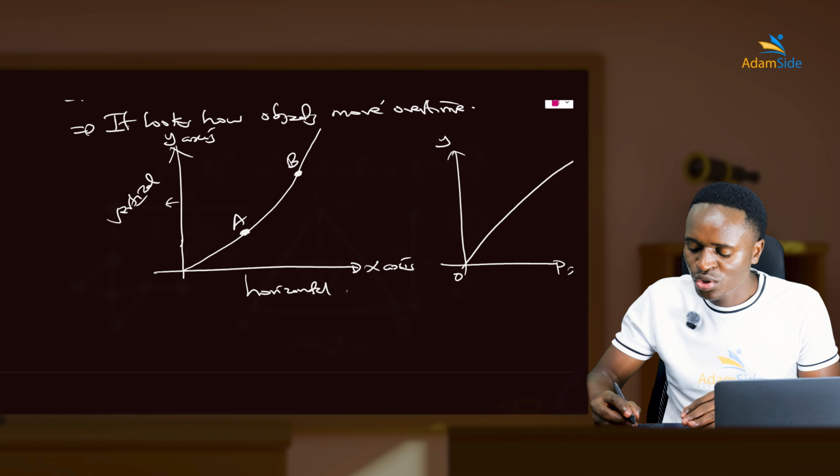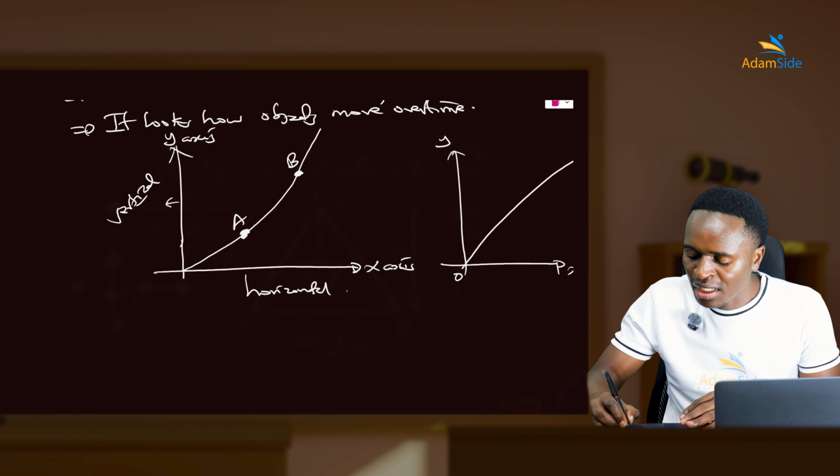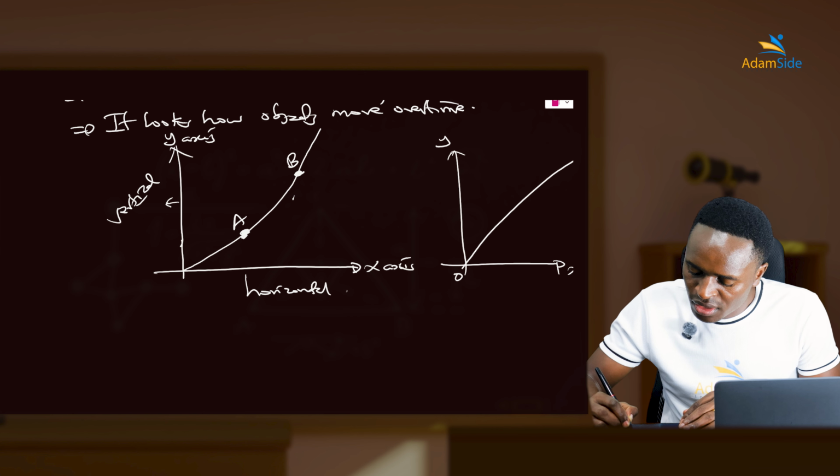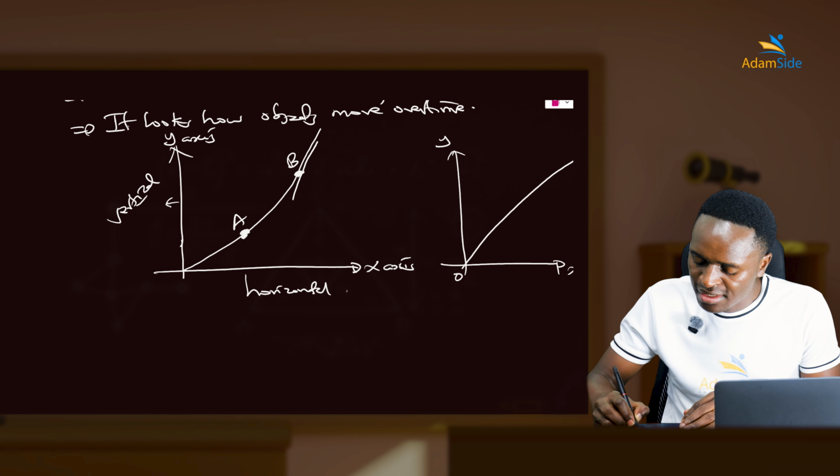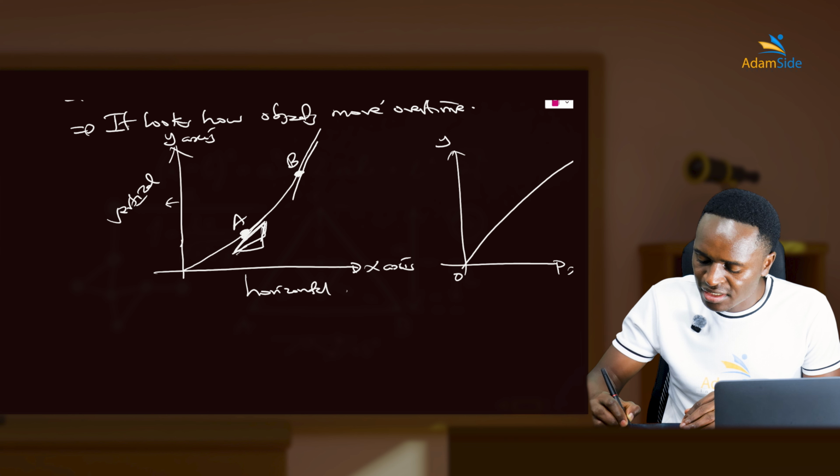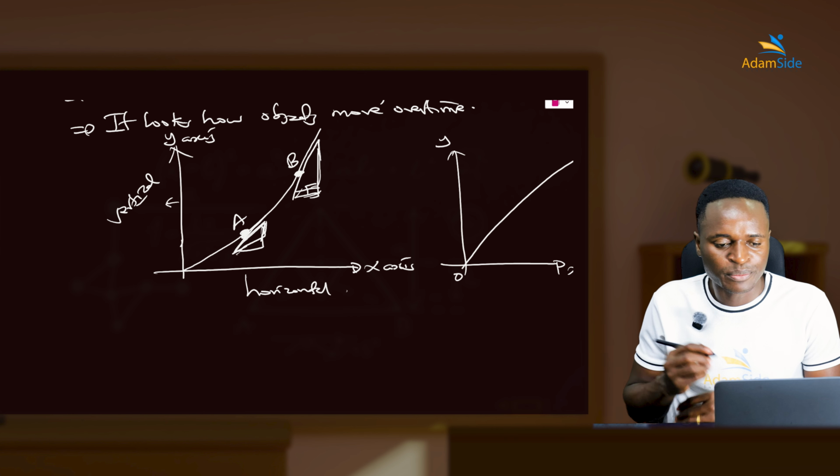So this shows a changing acceleration. The acceleration here will be different from the acceleration here because they are different points. There is a change on y and a change on x. Even here, it's different. The acceleration here will be totally different from the acceleration at point B.